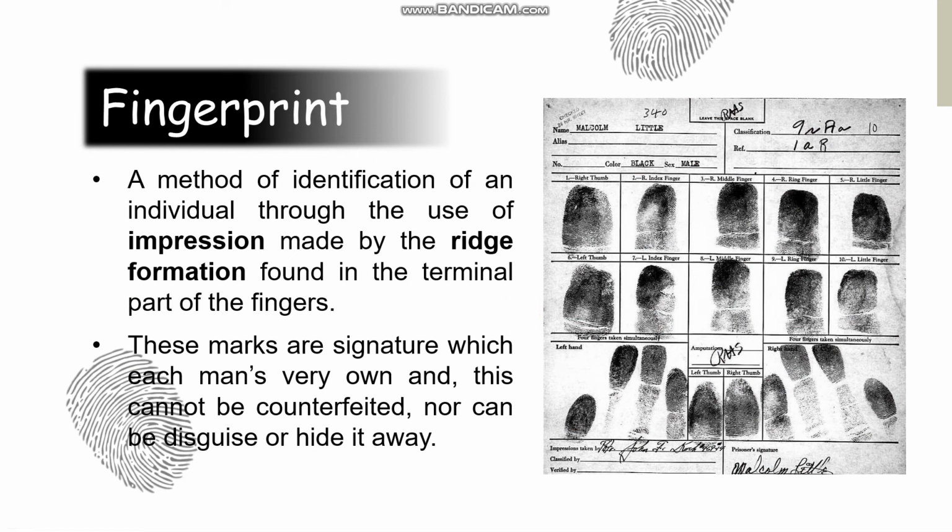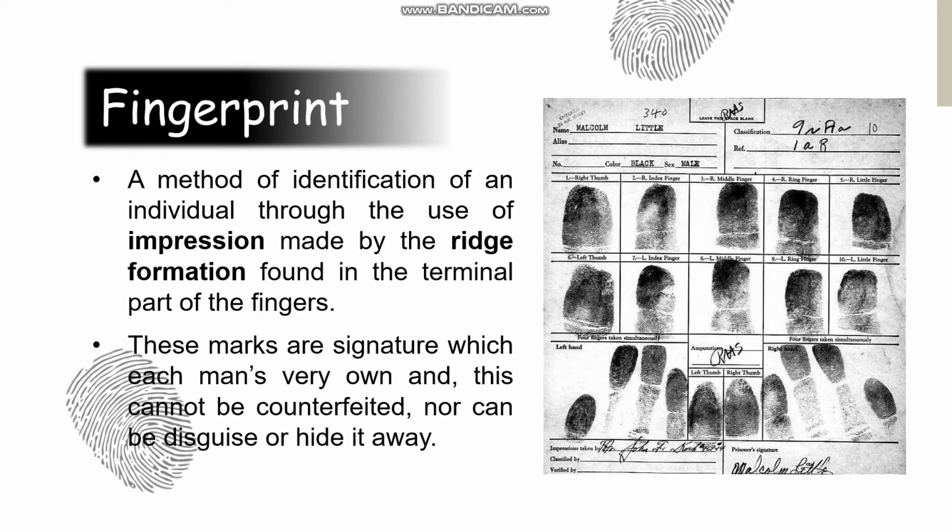Lastly, is the fingerprint. So, it is a method of identification of an individual through the use of impression made by the ridge formation found in the terminal parts of the fingers. So, pag-aaralan pa natin yan. Ano ba yung tinutukoy natin na ridge formation? O yung fingerprint impression na tinatawag natin. So, ano ba yung terminal part ng fingers na tinutukoy natin and so on. So, mapapag-usapan pa natin yan.